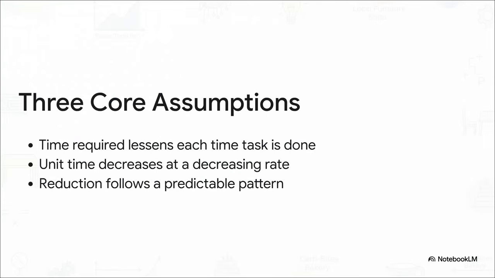And this perfectly explains why simple linear guessing just completely fails for long-term forecasting. The learning curve relies on three core assumptions from our source text. First, the time required to complete a task will lessen each time it's undertaken. Practice makes perfect, right? Second, the unit time decreases at a decreasing rate, meaning you get these massive efficiency gains early on, but then they naturally start to taper off. And third, this reduction isn't random. It follows a predictable mathematical pattern. It is exactly that third assumption that lets us actually calculate future costs.